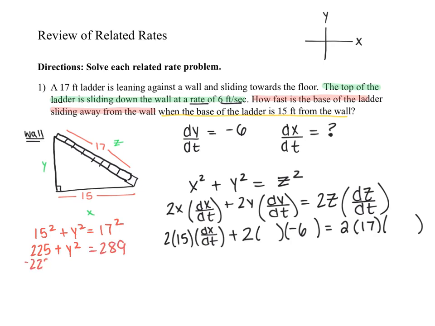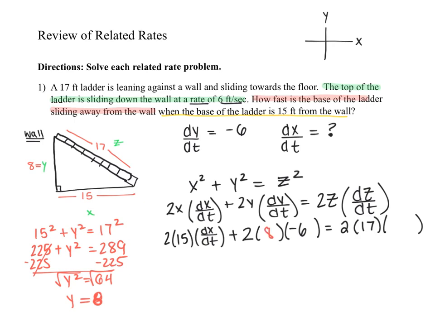And we subtract 225 on both sides. And we get y squared is equal to 64. And we take the square root of both sides and we get 8. So this distance is 8, so we can go ahead and plug that in there.